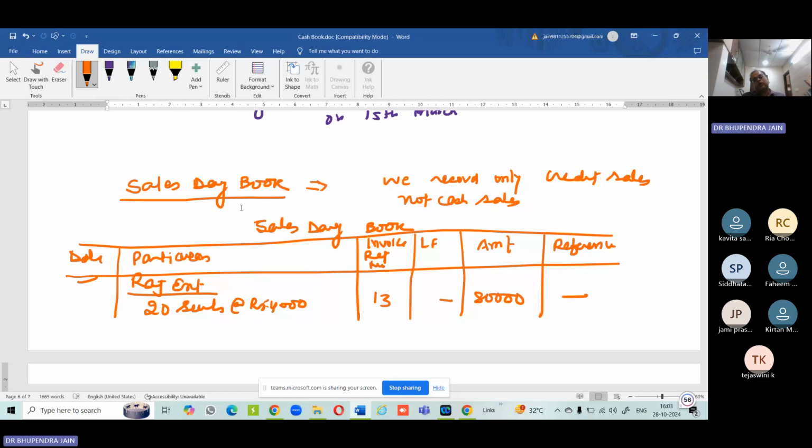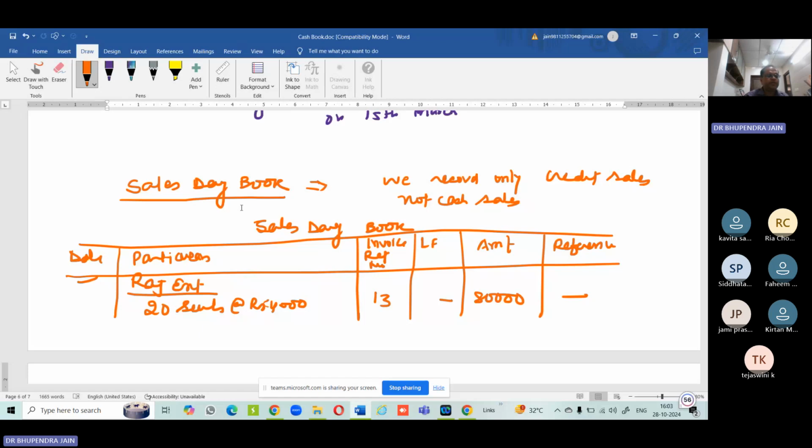Whereas we record only credit sales and credit purchases in the sales book and purchase book. What type of question may be asked in the examination? What type of entry will we pass under the sales day book? Number first, credit sales. Number second, cash sales. Number third, A and B both, or number fourth, any type of entry regarding the sales. So the correct answer is credit sales.